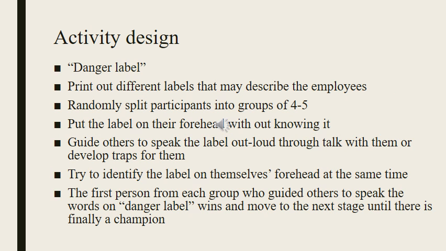Next, I will introduce the activity designed to overcome diversity issues and the steps to implement it. This activity, Danger Labels, needs everyone to participate in, and can go 2 or more rounds. First of all, print out different labels that may describe them. For example, I prefer to speak English rather than Chinese. I'd like to work in teams. I'm a good listener, and so on.